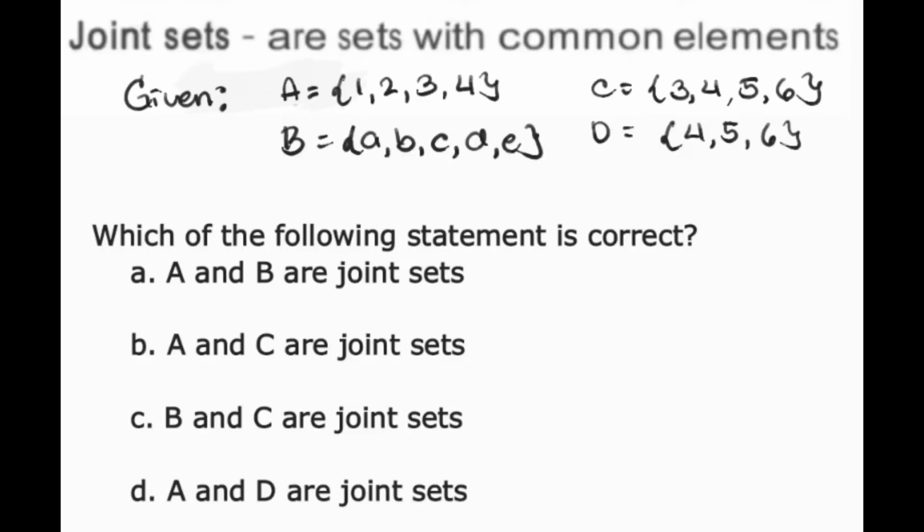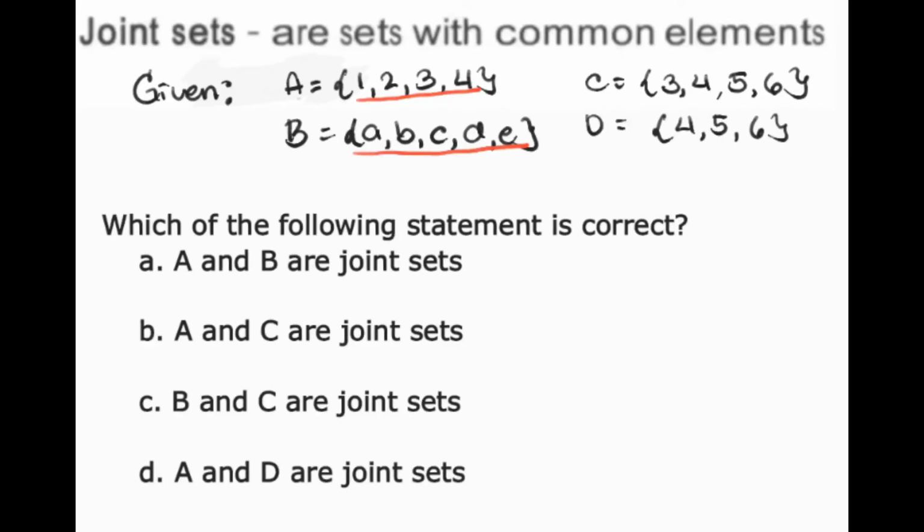Okay, so let's start. Ganito gawin natin. Let us examine each statement in the given. So, let's start with letter A. So, A and B are joint sets. So, is it true or false? So, examine natin yung mga elements ng A and B. Sa A, meron tayong 1, 2, 3, and 4. Then, sa B naman, it has elements of A, B, C, D, and E.